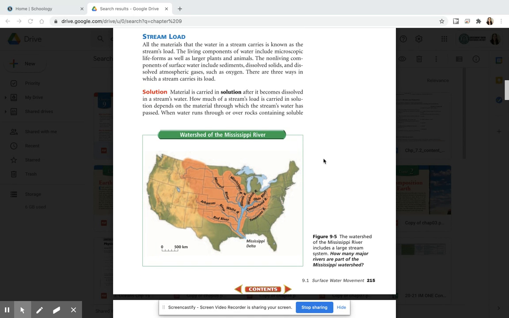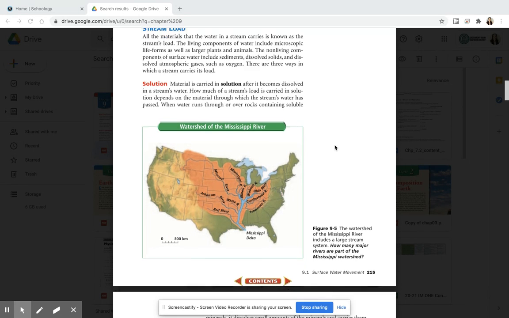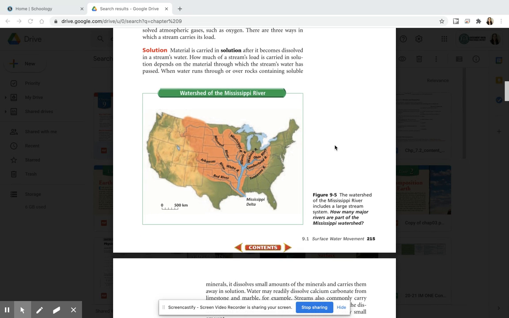Stream load. All the materials that the water in a stream carries is known as the stream's load. The living components of water include microscopic life forms, as well as large plants and animals. The non-living components of surface water include sediments, dissolved solids, and dissolved atmospheric gases such as oxygen. There are 3 ways in which a stream carries its load. Solution. Material is carried in solution after it becomes dissolved in the stream's water.